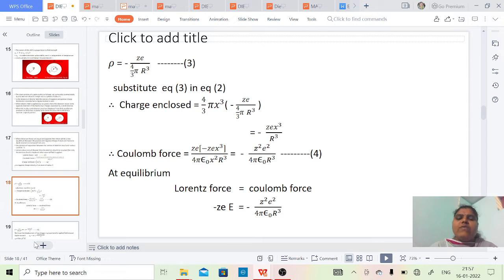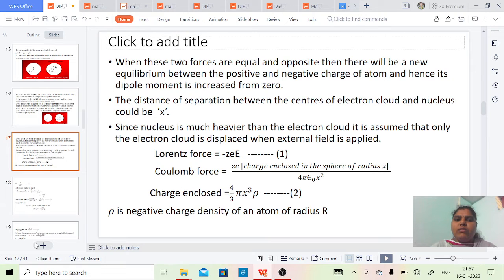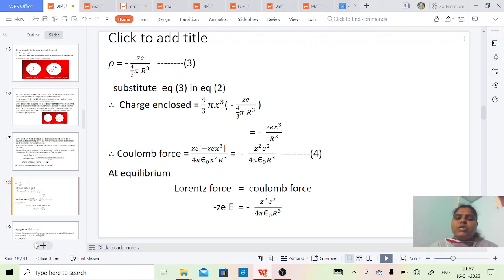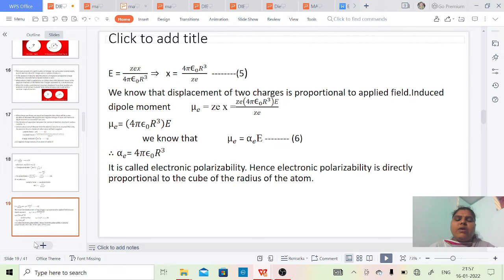Okay, so at equilibrium condition, the Lorentz force equals the Coulomb force. We already said that whenever those two conditions are equal, what will happen? The Lorentz force equals the Coulomb force. So our Lorentz force equation is minus ZeE, and that equals the Coulomb force. Okay, let us see. So E equals some value and x equals some value.